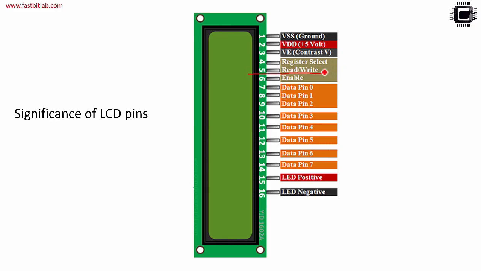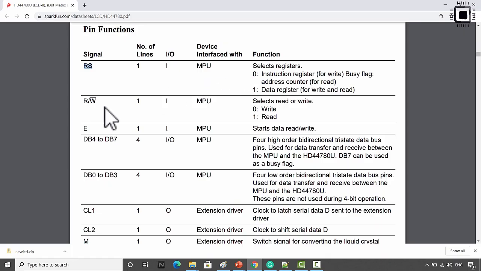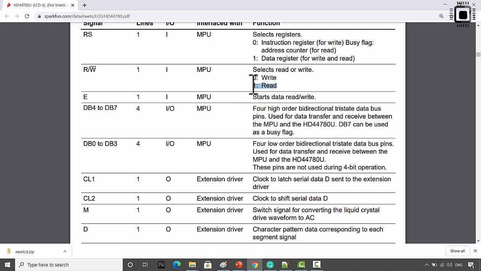After that, the next one is read and write. For this exercise, we will not be using this pin. This will always be driven to 0. What's the significance of this pin? Read write bar should be pulled to 0 if you want to write into the LCD, and if you want to read from the LCD, then it should be pulled to high. The read write bar differentiates between write and read. Since in this exercise we will not be reading from the LCD, you can always keep this signal at ground.